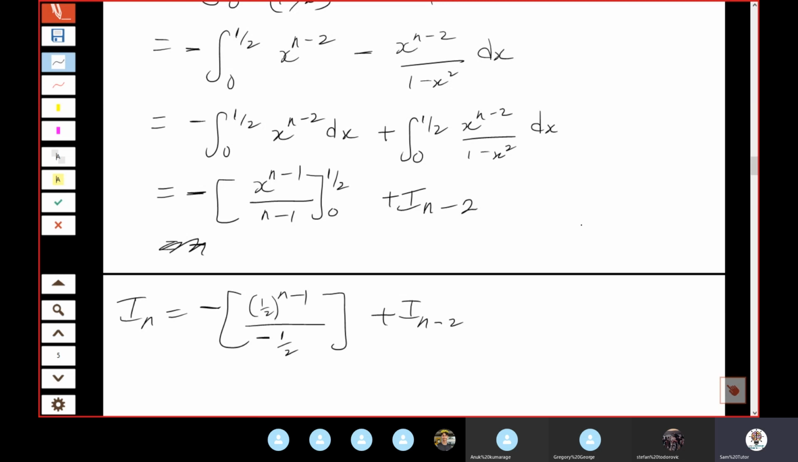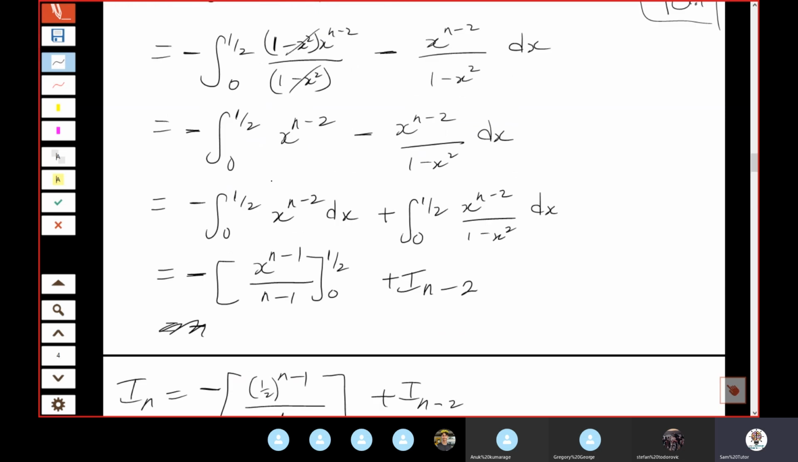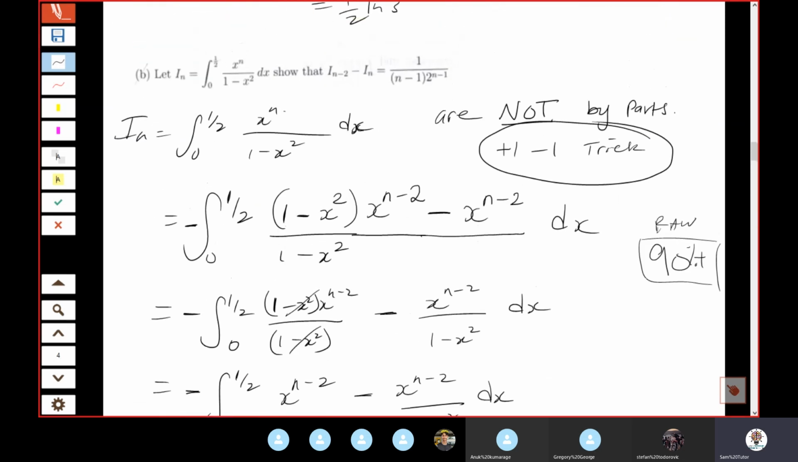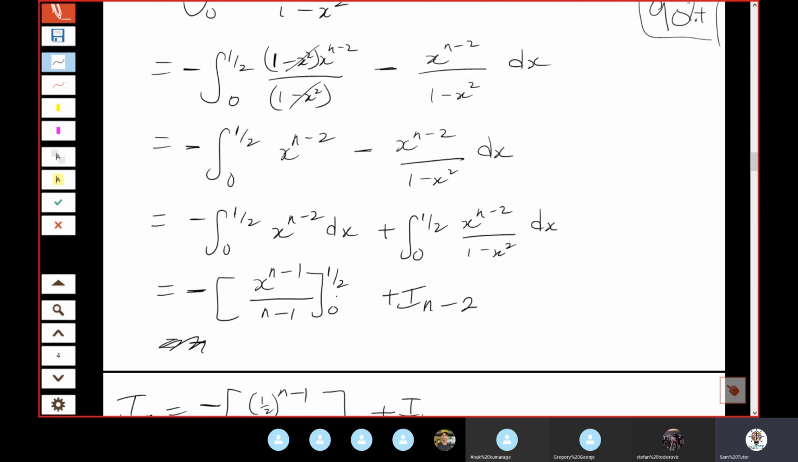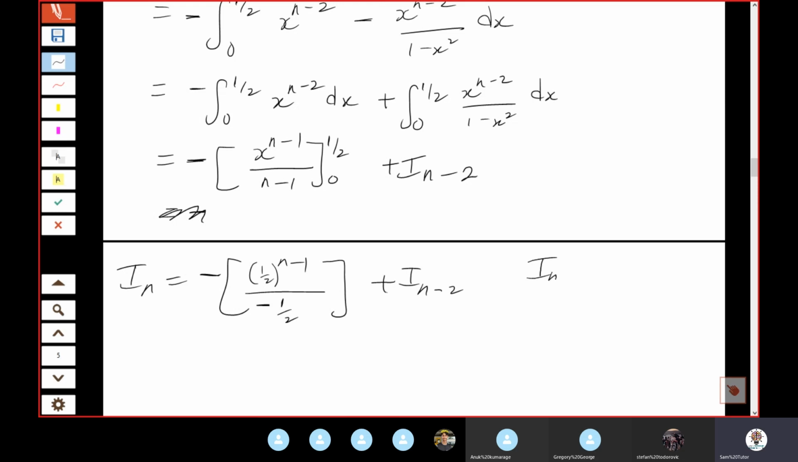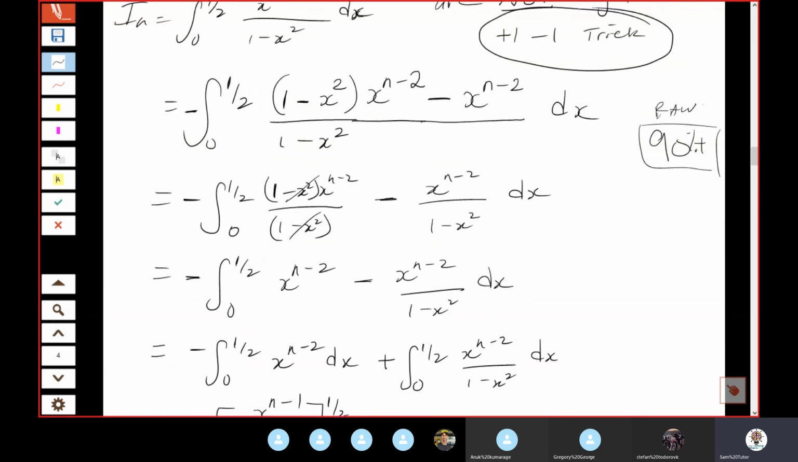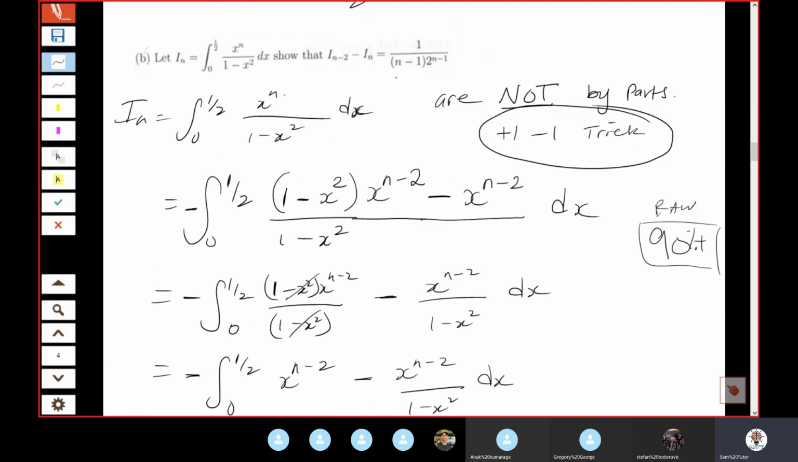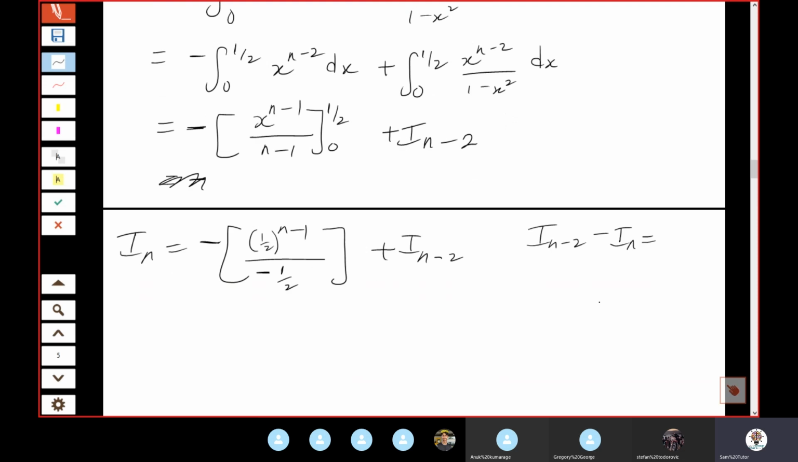I go back to the original expression just to see what they wanted, and then I'll start working my algebra to match the algebra they wanted. So I would go up. They wanted I_(n-2) minus I_n to equal 1 on (n minus 1) times 2 to the n minus 1.